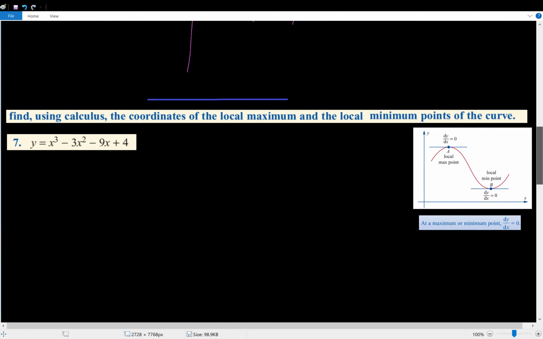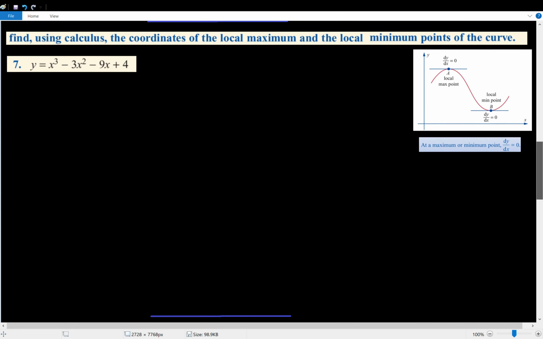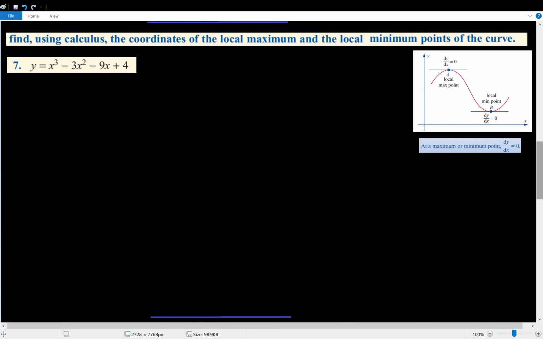For question 7, we're asked to find the coordinates of the local maximum and the local minimum points in this curve. So this particular curve is going to be a cubic curve. It's going to look like our diagram on the right. It's going to go up at some point and back down. Now it could be the other way around. Our local minimum point could be to the left or to the right, but either way it's going to look similar to our graph over here.